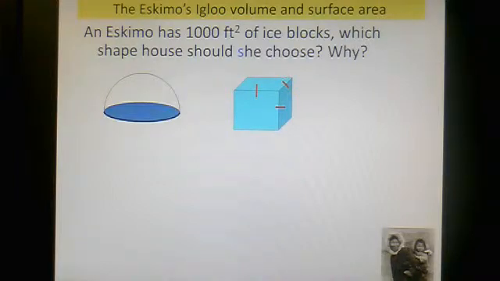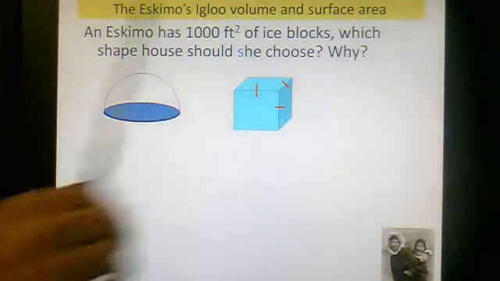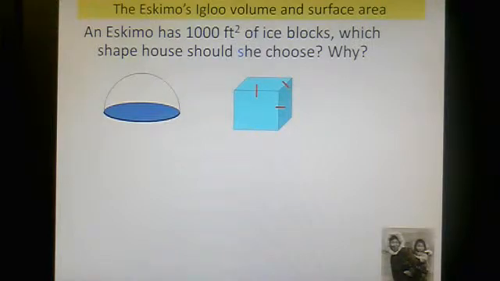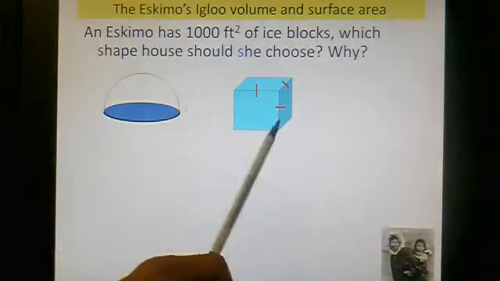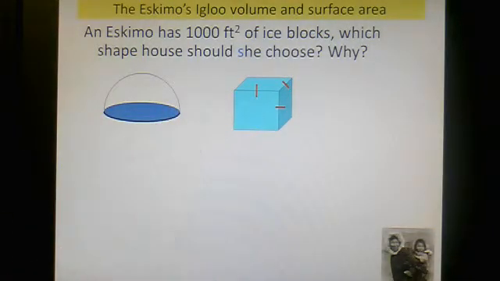Good spot to pause. It's going to be a little tricky, I think, to get to the concept of this. An Eskimo has 1,000 square feet of ice blocks. Which shape house would make more sense? What I really am getting at is, you have the same number of square feet to build these two. In other words, you have the same amount of surface area to build these two. Which one's going to give you more volume? That's what I'm getting after.